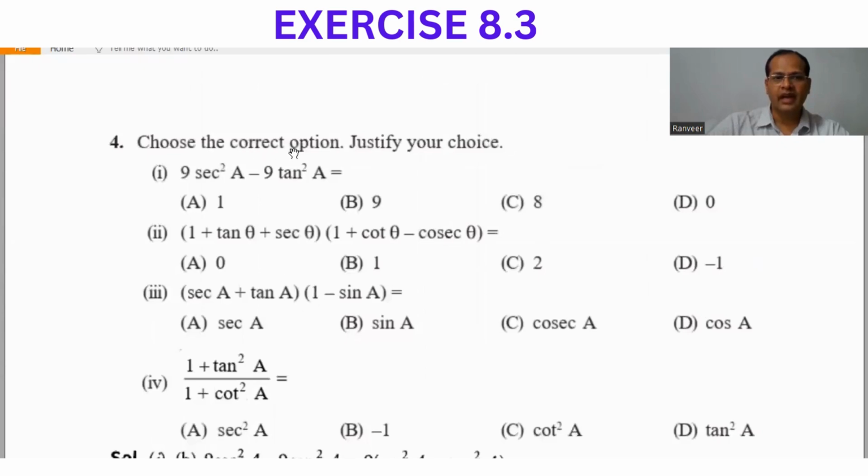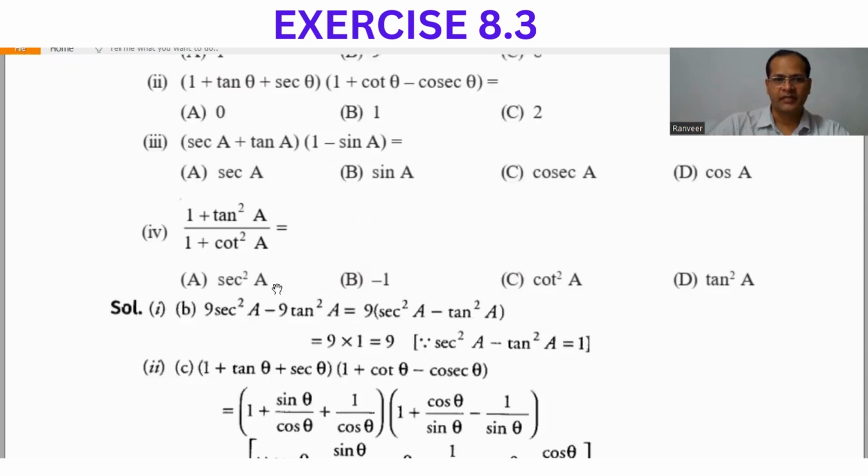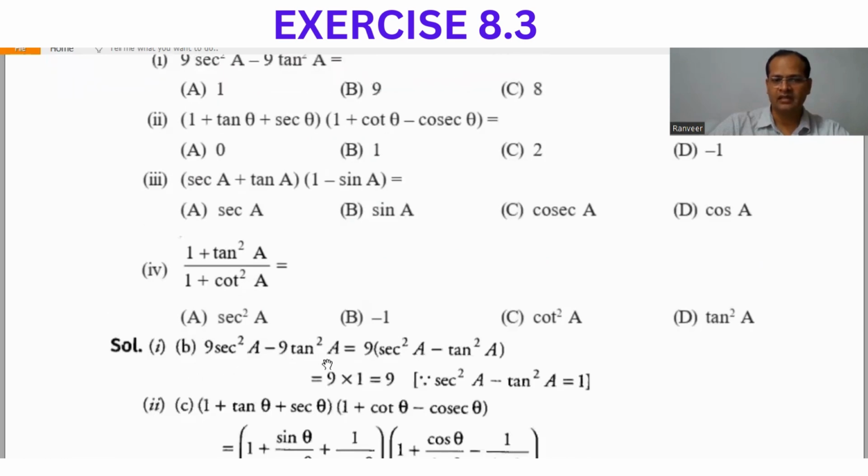Now, choose the correct option and justify your answer. First is 9 sec square A minus 9 tan square A. Taking 9 common, sec square A minus tan square A equals 1. So 9 into 1 equals 9.